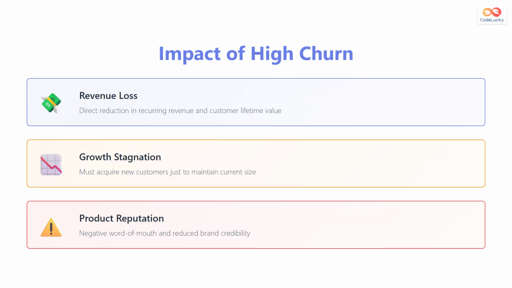High churn has serious consequences for your business. First, you experience direct revenue loss as recurring revenue decreases and customer lifetime value plummets. Second, your growth stagnates because you must acquire new customers just to maintain your current size, making it impossible to grow. Third, your product reputation suffers as dissatisfied customers share negative experiences through word of mouth, reducing your brand credibility and making it harder to attract new users.